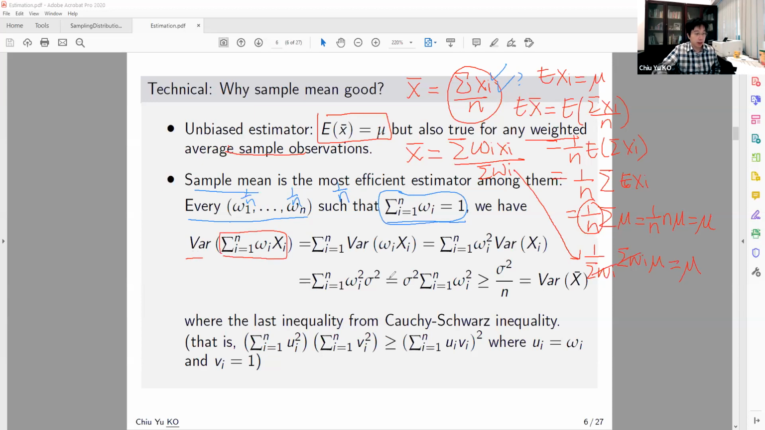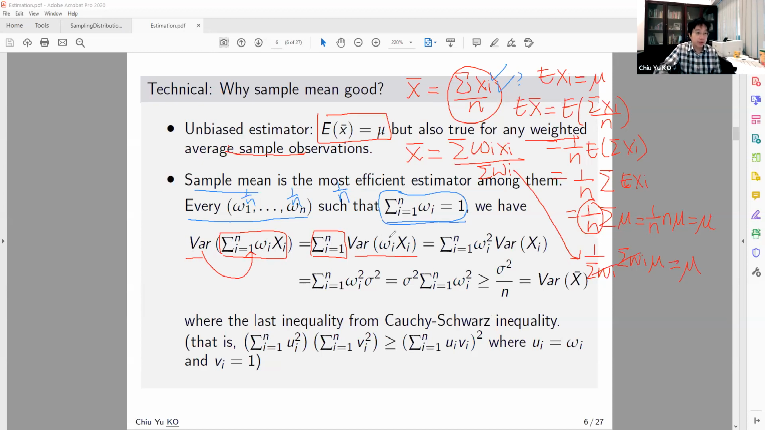Variance of the weighted mean, okay? Because all the xi are independent, the variance of the sum is the sum of the variances. You can put the variance inside without any problem, okay? So that is the first step.